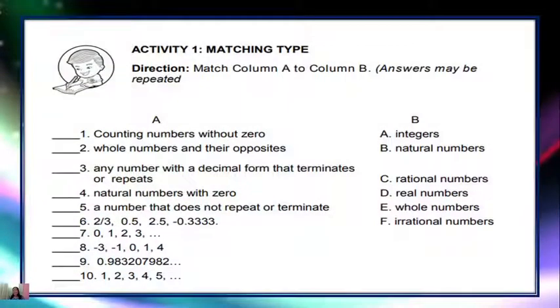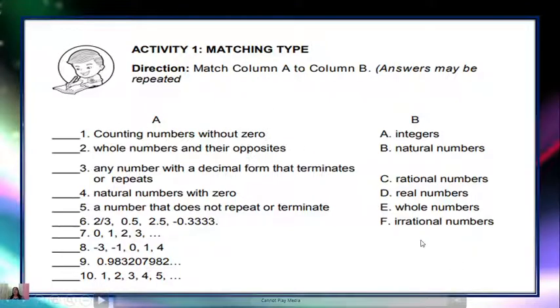Next, in your activity sheets, week 1, part 1, we have Activity 1, matching type. Direction: match column A to column B. Answers may be repeated. We have here the description in letter A: counting numbers without 0. So go back to the previous slide that I taught you so you can answer Activity number 1.